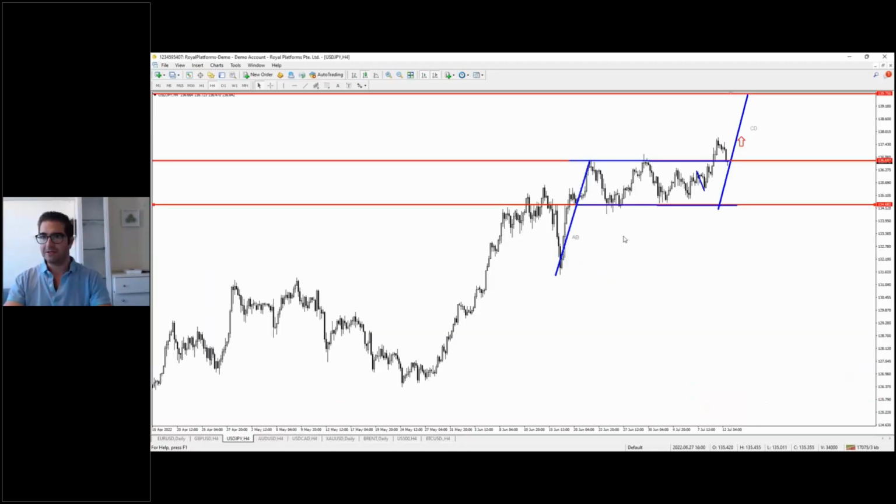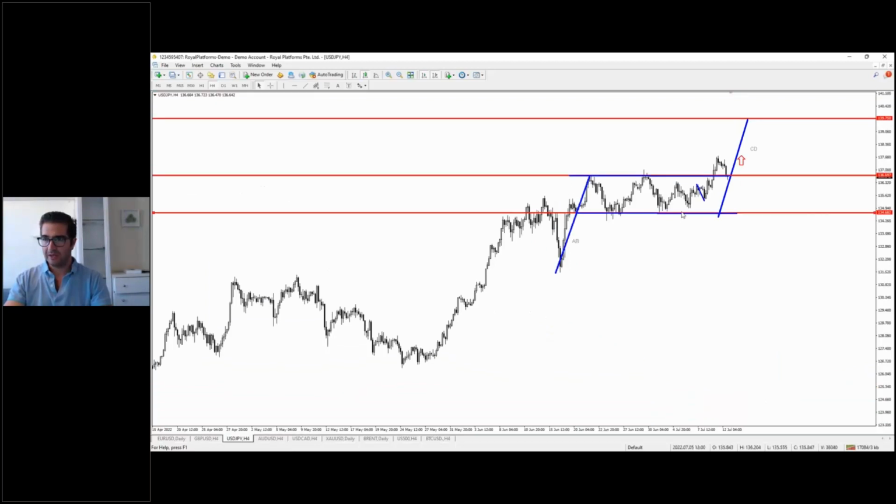USD JPY. Last week we expected that the market will go to the upside, and this is what happened. We have a breakout above 136.69. Also, we will use the ABCD pattern here.